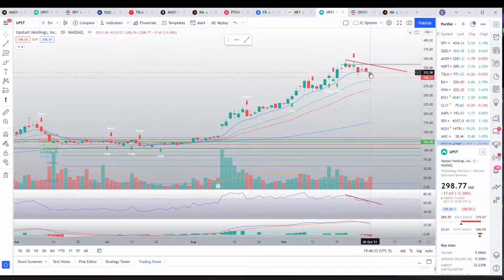And look what happened as soon as it broke the 9 EMA. A lot of people asked me what my target was. My first target was my 21 EMA, which was around 292 to 294 that day. Right? So that was your target. After this, if it breaks this, my next target is going to be at 34, wherever that is.